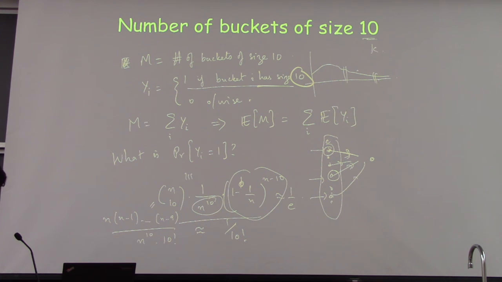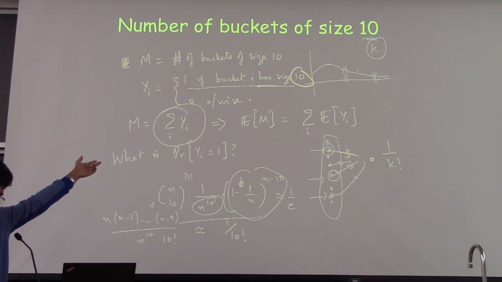In fact, this is true in general for k which is reasonably small. For all reasonably small k, you can say that the probability that some bucket gets k elements is roughly 1 over k factorial. I won't go into that, but for 10 it is 1 over 10 factorial. And now you just have the sum over i equals 1 through n of this number. So it's times n.